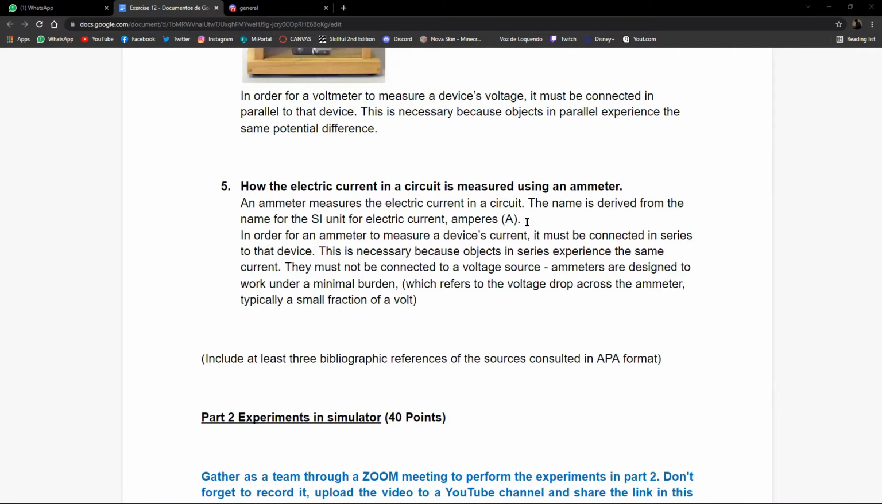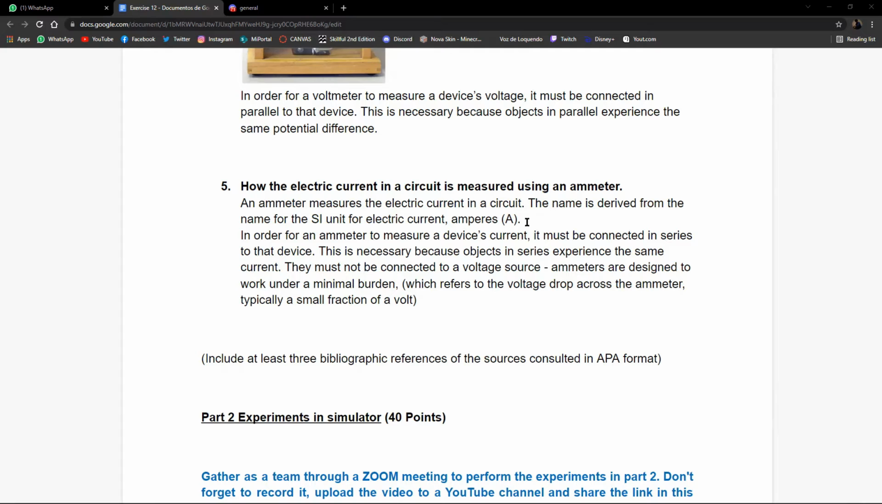Now, how the electric current in a circuit is measured using an ammeter. An ammeter measures the electric current in a circuit. The name is derived from the name for the SI unit for electric current, amperes.